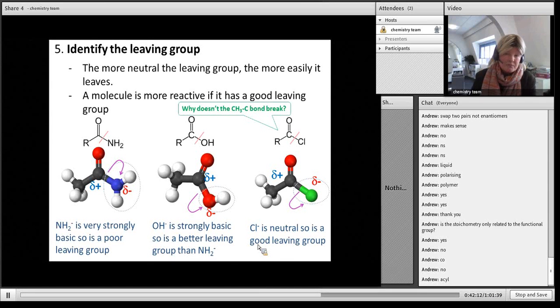And I have mentioned before why the CH3-C bond doesn't break, because you're going to have an alkide being formed, CH3 minus, and that is just too ridiculously strongly basic that it will just simply add on again. You'll need way too much energy to break that non-polar C-C bond.